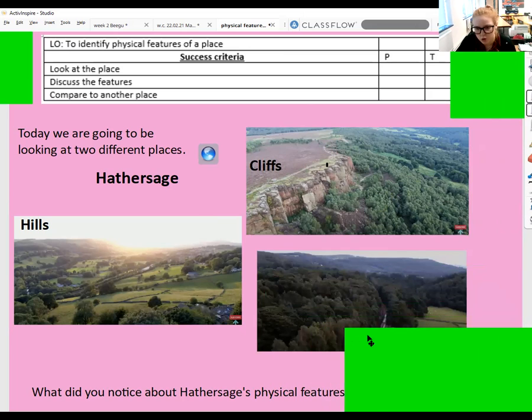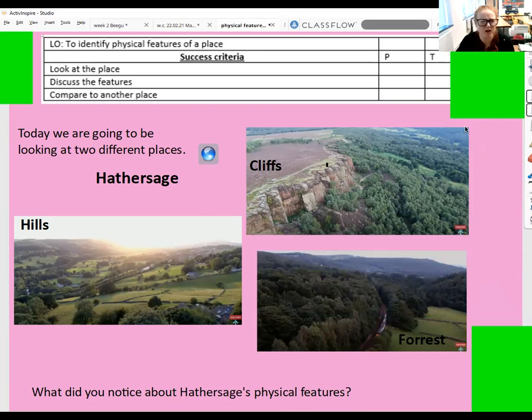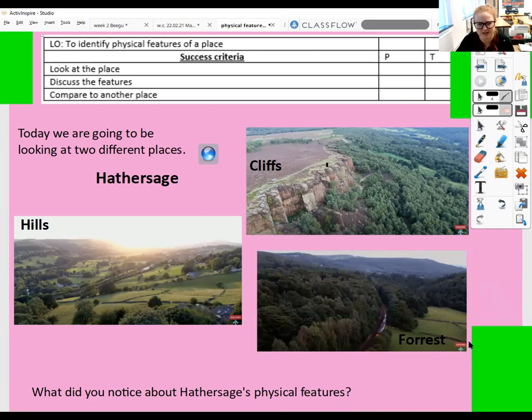And last one, oh, what do you think it's going to say? It is a forest. What is a forest again? What can we see in this picture here that makes a forest? We can see lots and lots of trees all together, all these trees crowded in really closely, there's so many of them. This makes a forest. These are the natural features we saw in Hathersage.